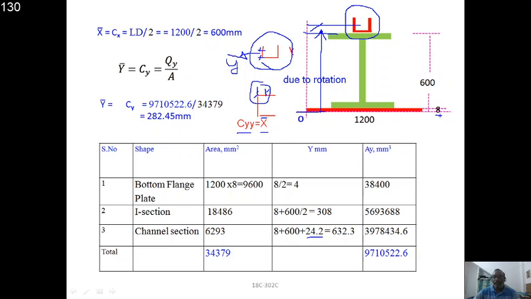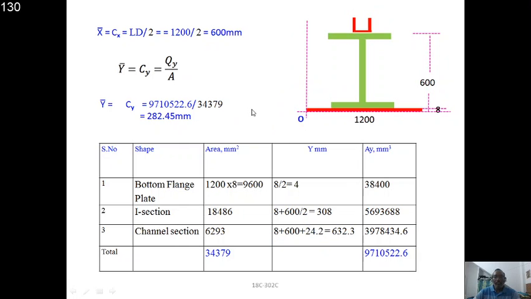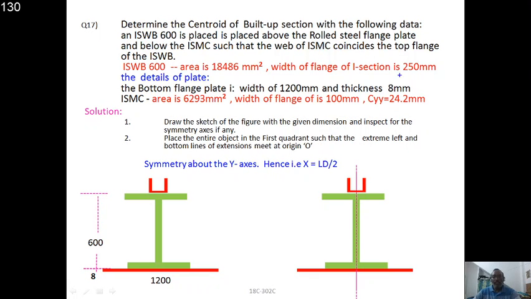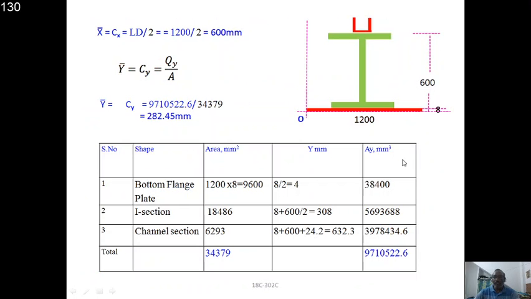So that is 8 plus 600 plus the given dimension 24.2. I am again referring to your problem. In this one, CYY is given as 24.2. CYY actually represents the vertical channel section's X bar, but due to rotation it becomes CXX, hence it is a Y bar. So we are taking the same thing into the calculation, right?